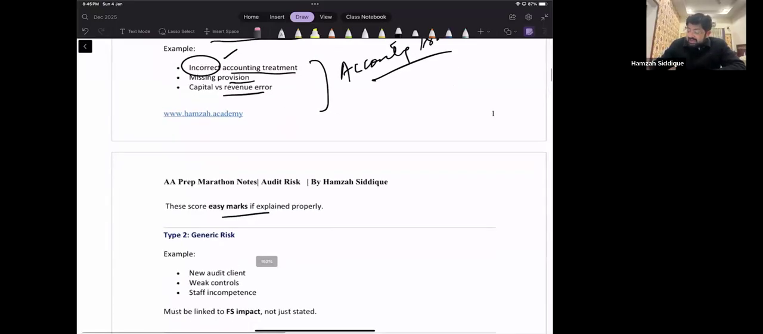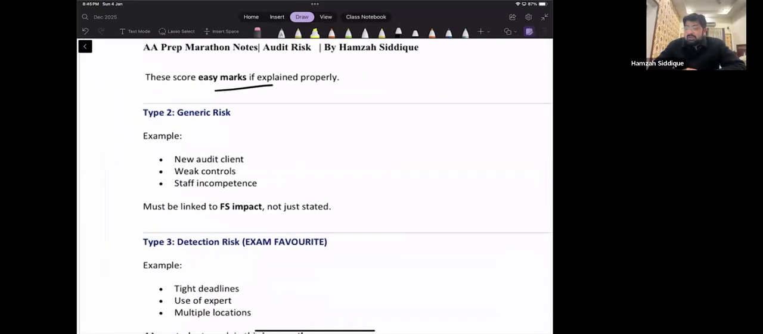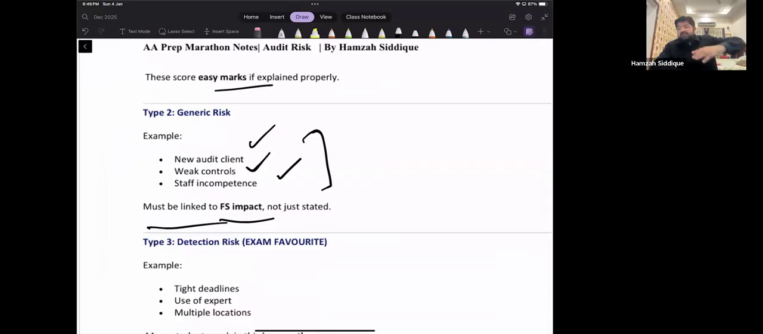Now, there may be some generic points as well. That it is a new audit client. So how is it an audit risk? There are weak controls in the company, or staff is incompetent. So how is this affecting the financial statements? You must explain their impact. Explain, link. If you link the impact on the financial statements and the audit, it will be a proper audit risk.